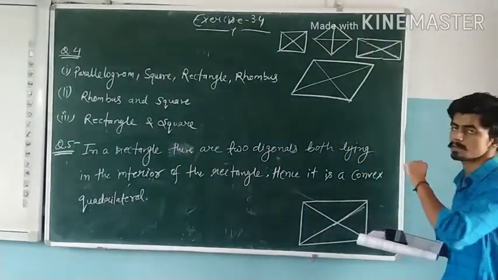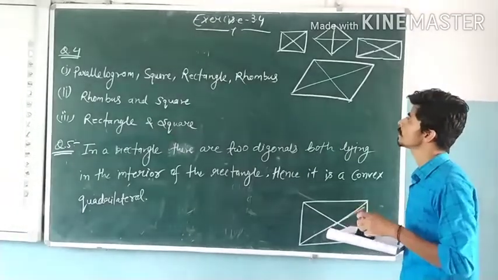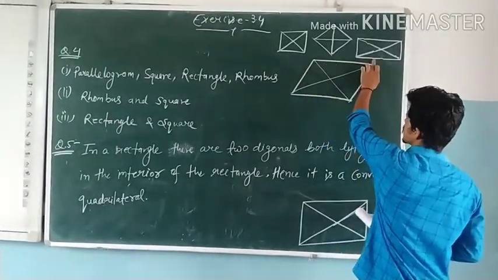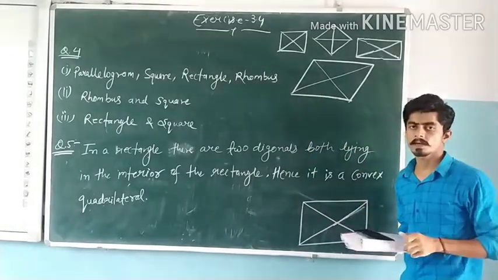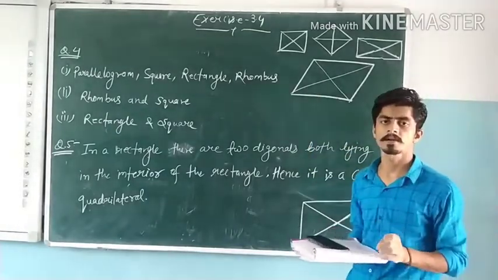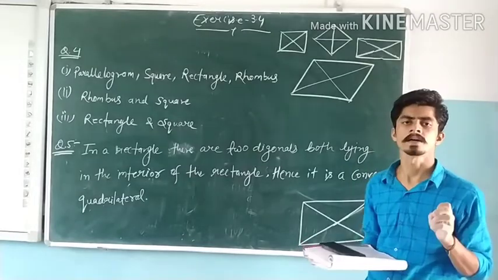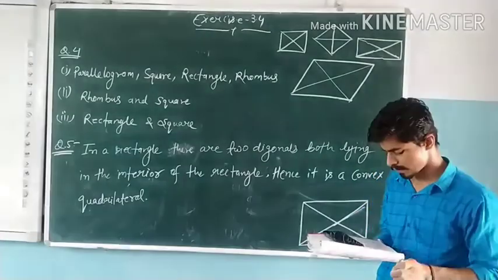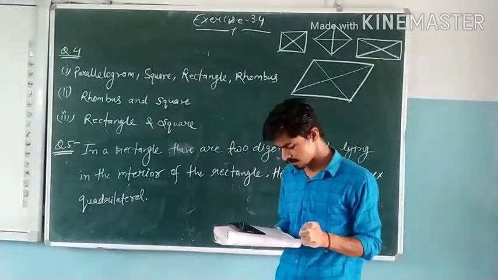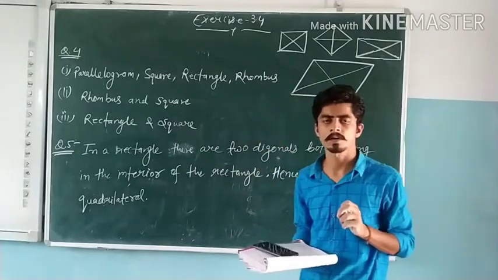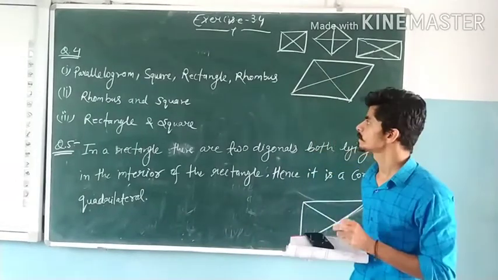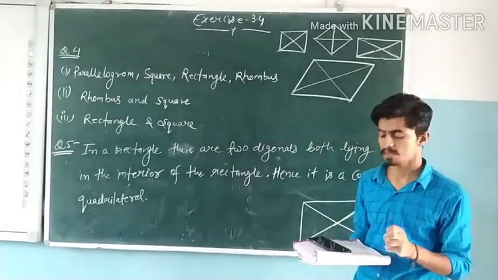Here I wrote some figures: square, rhombus, rectangle and a parallelogram. All the diagrams have diagonals inside them, intersecting each other. So the first answer is parallelogram, square, rectangle and rhombus. All these quadrilaterals have diagonals which bisect each other.